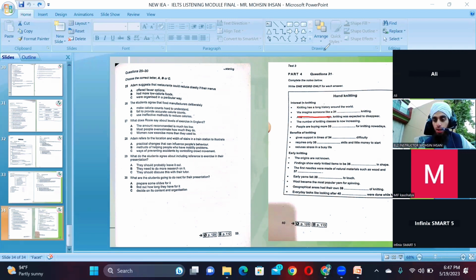We imagine someone like blank knitting. What kind of knitting? Hand knitting, machine knitting. Now at here 'old' cannot come because it would be ancient or old, right? Hand, machine, such kind of words can come. This is your prediction regarding this. Okay, blank.